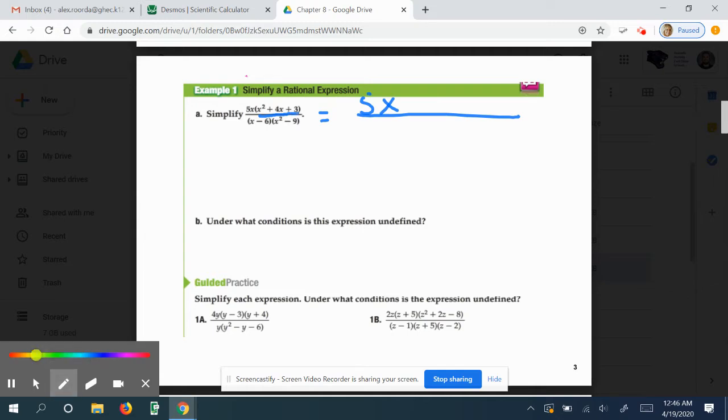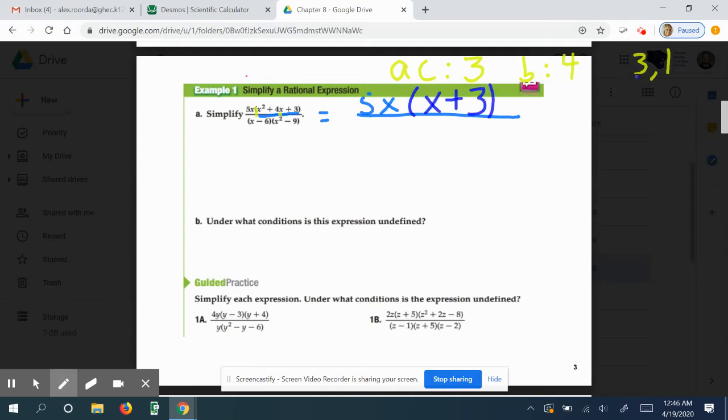And so we think about, okay, we used to use A, C, and B, right? A would be 1, C would be 3, so multiplying would be 3, and our B would be 4. So the two numbers that multiply to 3 and add to 4 would be 3 and 1. And so we're going to rewrite this as x plus 3, because it's positive 3, and x plus 1, because it's positive 1, right? Now, let's do the bottom.